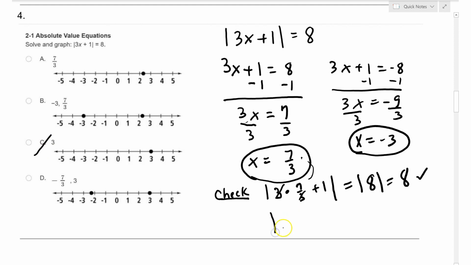So now the next one is negative 3, or let me take that back. 3 times negative 3 plus 1. Negative 3 times negative 3 is negative 9, plus 1 is negative 8. And we know that the absolute value of negative 8 is 8, so that is correct. So your answer is negative 3 and 7/3. So your answer is B.